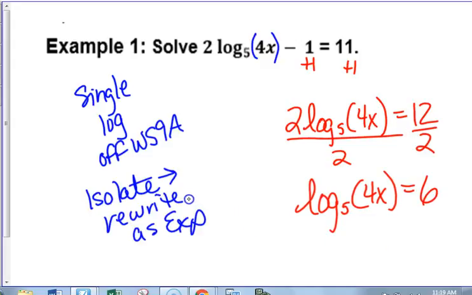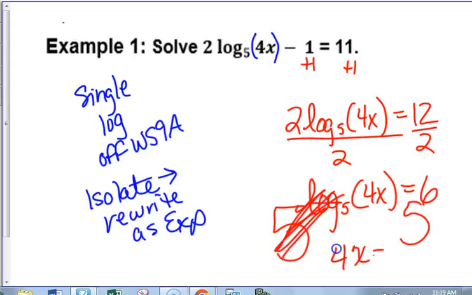Then rewrite. How do I rewrite this as an exponent sentence? Exponentiate it like that. Is that how your teacher did it last year? Okay. It's 5 to the 6th equals 4x, which is what this is going to become because the log is going to go away. Okay. So 5 to the 6th divided by 4.